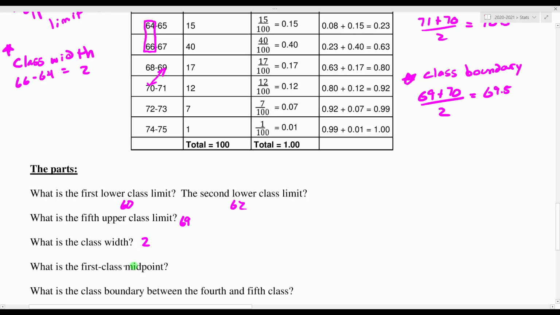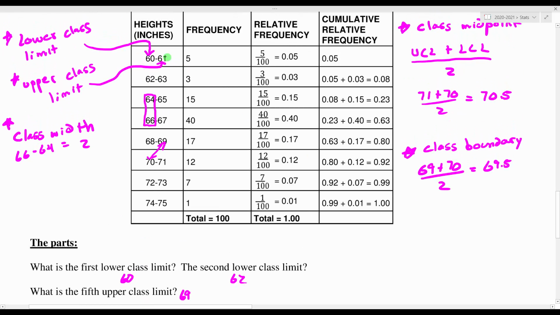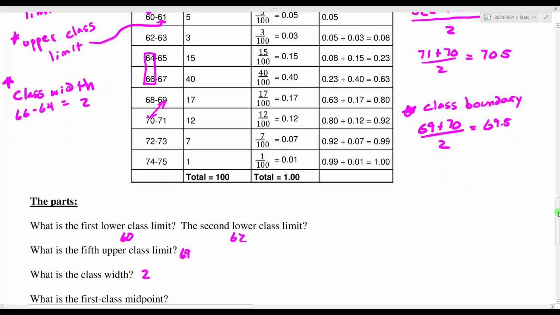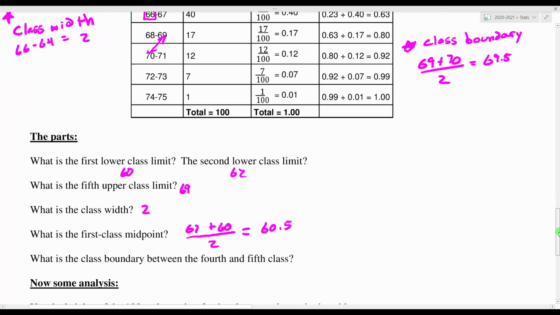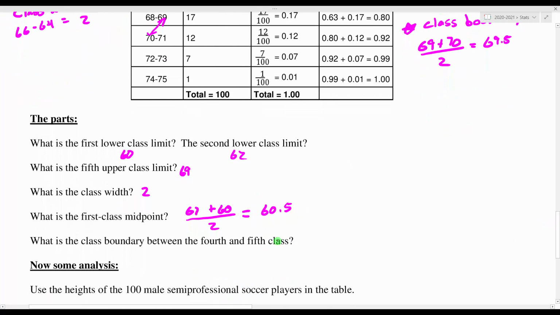The next question is, what is the first class midpoint? I go up here to my first class and calculate the midpoint using my formula. I take the upper class limit, which is 61, add the lower class limit, which is 60, and divide that result by 2. We would get 60.5. This number will become important when we start making graphical displays. We will use that midpoint when we make something called a histogram, so this will be important later.